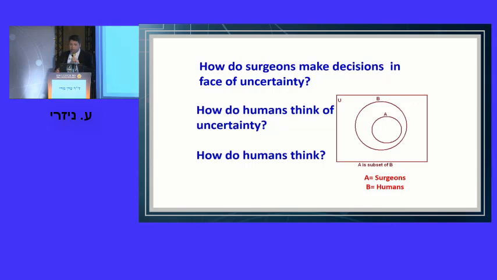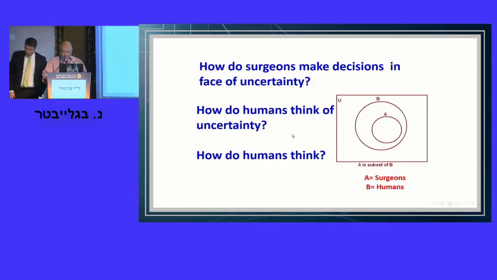Now, if we want to know how surgeons make decisions in phases of uncertainty, we have to know how humans in general make decisions in the face of uncertainty, and how humans think in general. And I will just show this Venn diagram to show that even surgeons are humans. Kind of humans. Thank you, Eran.